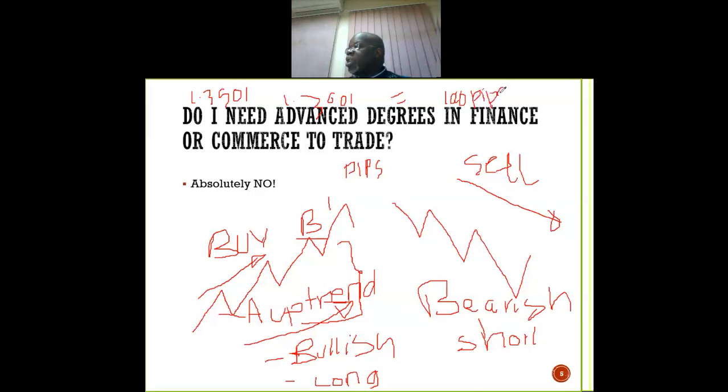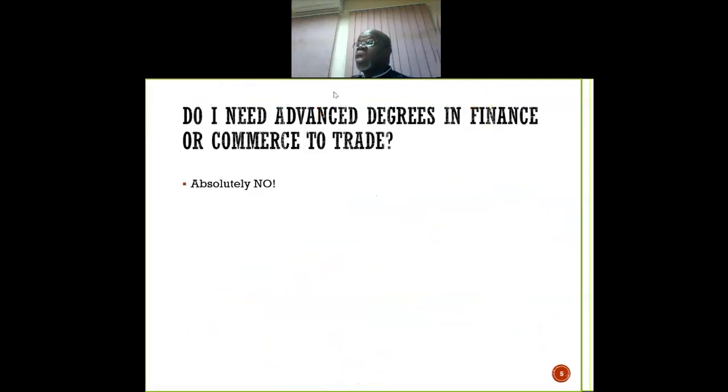What does this mean? Usually one pip in Forex equals about $10. Depending on the currency pair you're talking about, it's about $10. So if you make 10 pips a day, that's 10 times 10, about $100 a day. If you make 100 pips in one day... people just try very hard to make even 5 pips a day, depending on the currency pair you're using or the risk appetite you have. We'll get more to that later, but I'm trying to make the video short here.